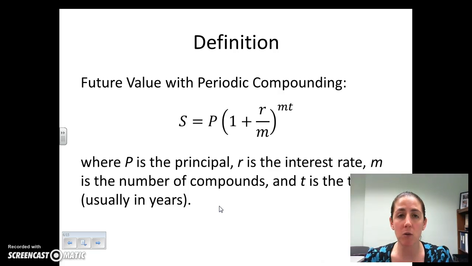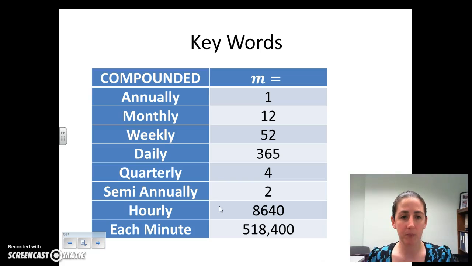This is the number of times you earn an interest payment each year. And T is the time, which again, is usually measured in years to make sure that the interest rate and the time match. So here are the keywords to look for when you're talking about periodic compounding.